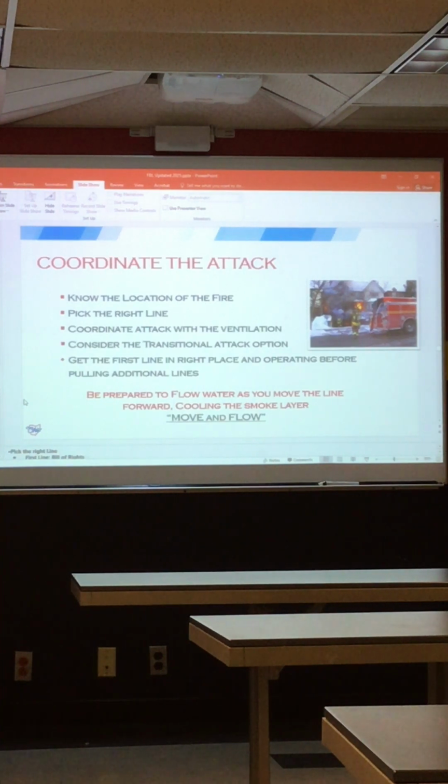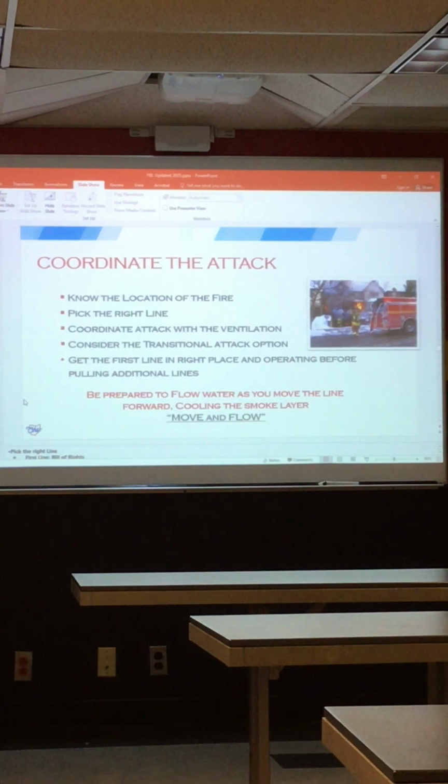What else do we have to do here before we pull additional lines or put them in service? Get a hydrant line. Gotta make sure you have a water supply, unless ordered by the battalion chief and you reconfirm it. I have no water supply. Are you sure? Yep. Okay. Or unless you're doing a blitz attack. Most of the time, move and flow and go. All right, cool as you go. Never crawl underneath that environment without cooling it.